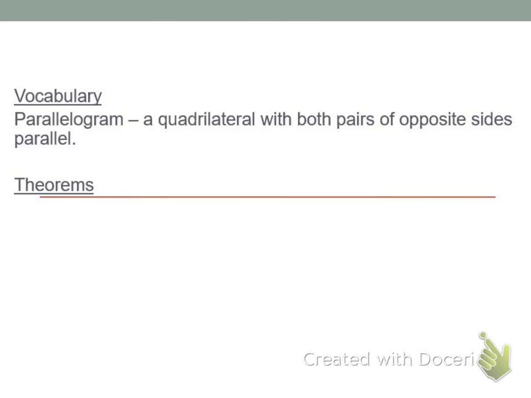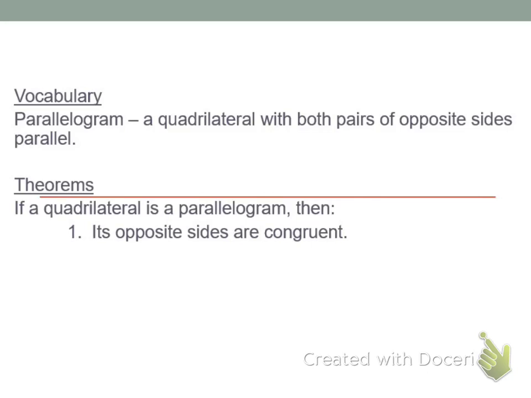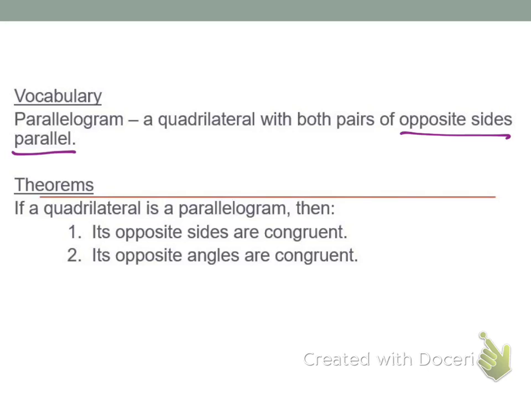All right. Let's get on to those theorems. First one. If a quadrilateral is a parallelogram, then its opposite sides are congruent. If a quadrilateral is a parallelogram, then its opposite angles are congruent. So from the definition, we know that opposite sides are parallel. Now we know opposite sides are congruent. Opposite angles are congruent.